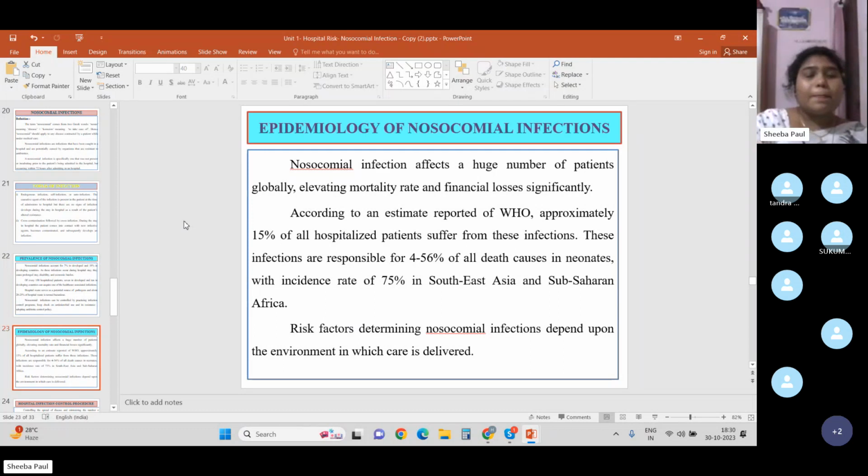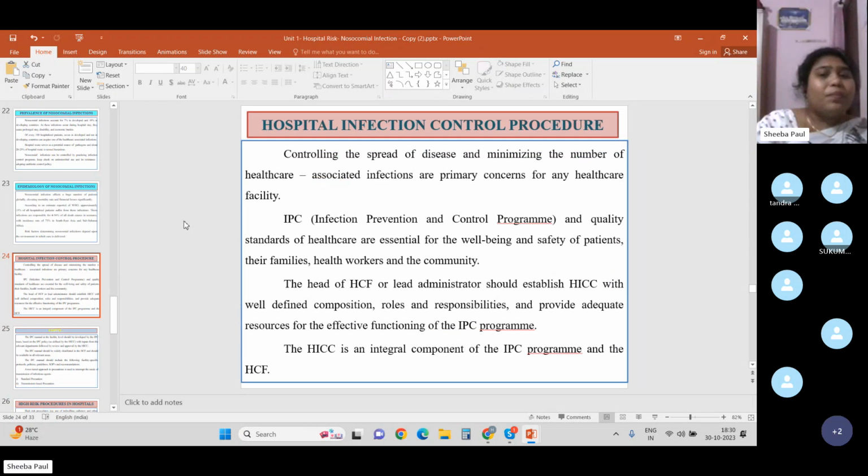Next one is hospital infection control procedure. So this hospital infection control procedure is actually the task which is taken up by IPC, that is Infection Prevention and Control Program Committee. So this Infection Prevention and Control Program Committee, they completely work on seeing the well-being and safety of patients and their families, health workers and the community. And this IPC works in collaboration with HICC, that is Hospital Infection Control Committee.